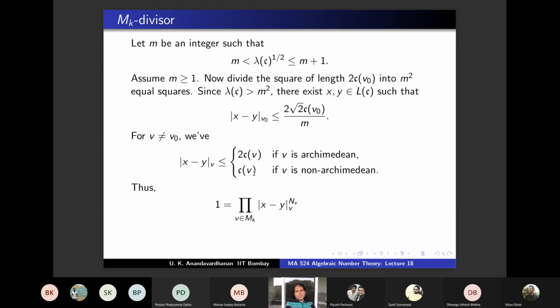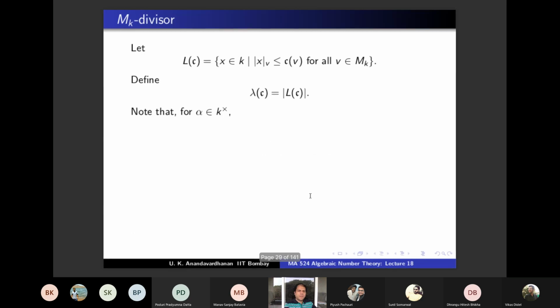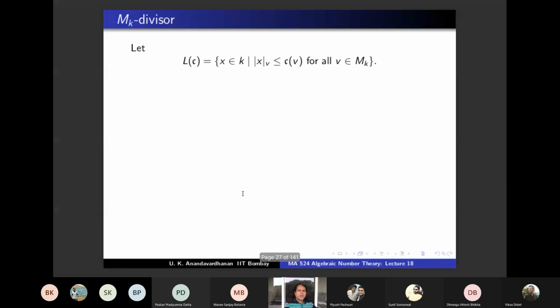So what you are getting is the product of CV as v varies, which is the product of CV to the power nv, which is what we call the size of C. Size of C is exactly the product of CV to the power nv. That is the definition, right? What is the definition of size of C? Size of C is the product of CV to the power nv. That is what is called the size or the volume.